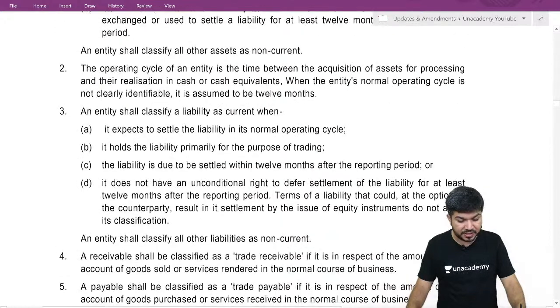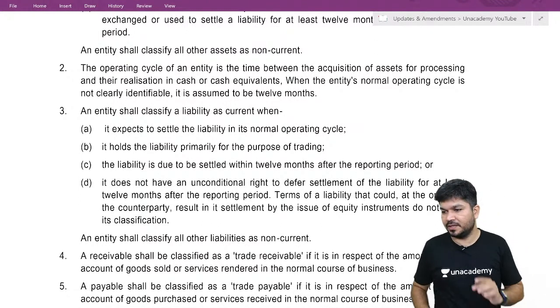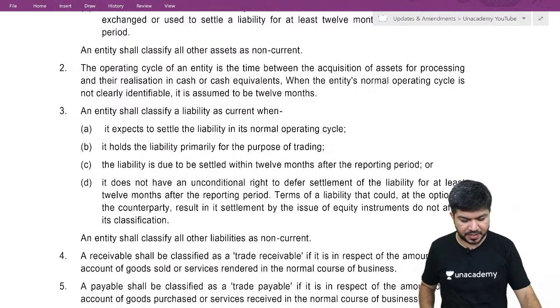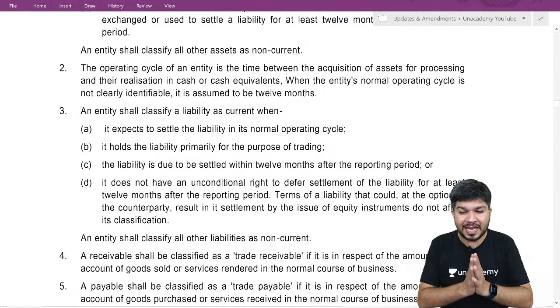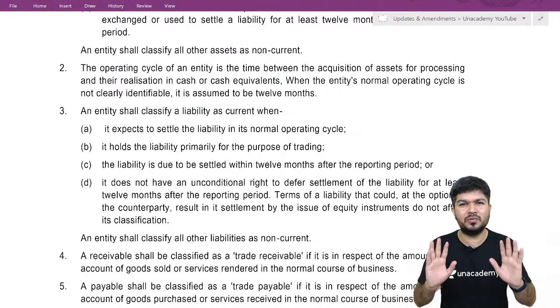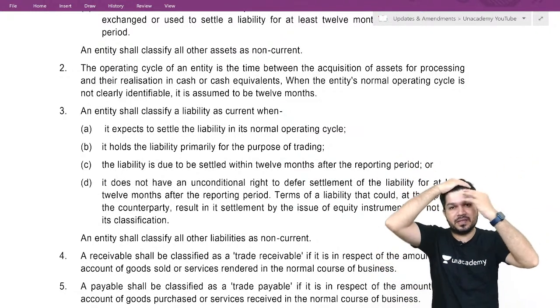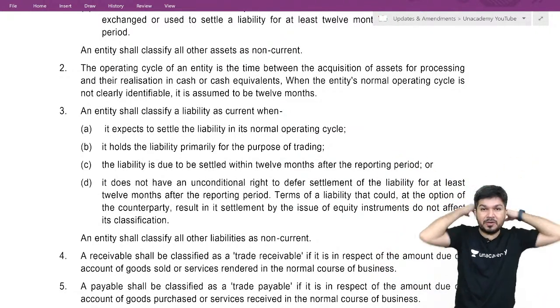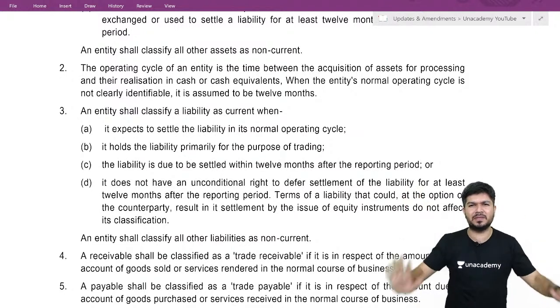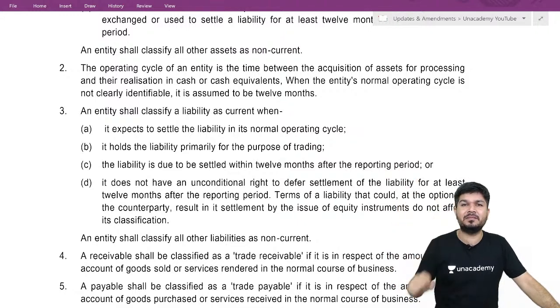Just go to the definition of current liability. Okay, if I ask you a question, there is a liability which is due within 12 months, but I know I won't be able to pay it and I'll be able to pay late only. It is due within 12 months, due after 10 months, but I will be paying after 15 months. Do I classify it as current or non-current?